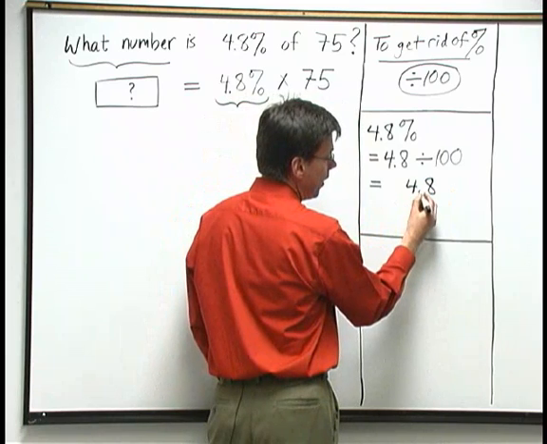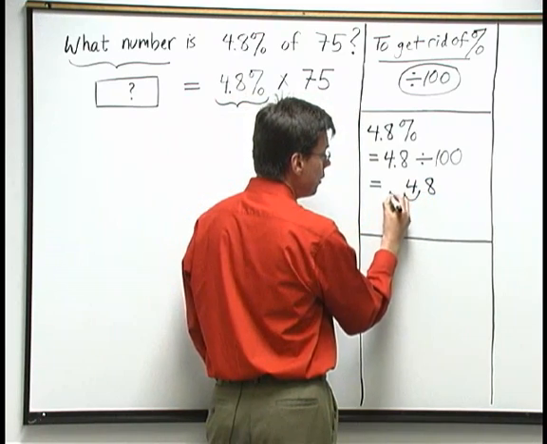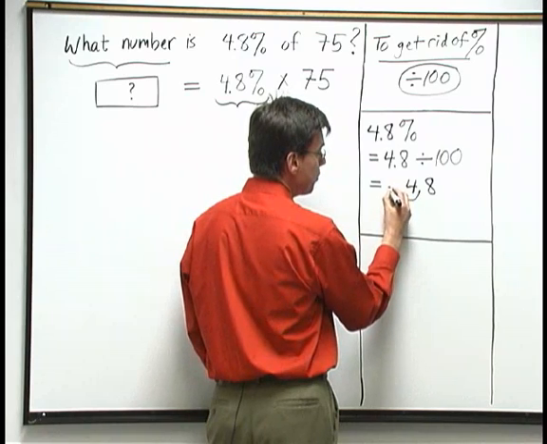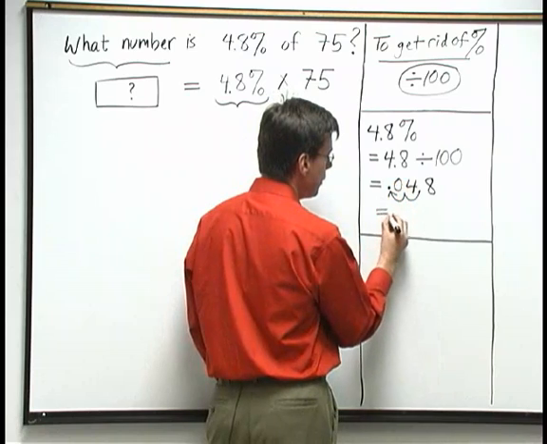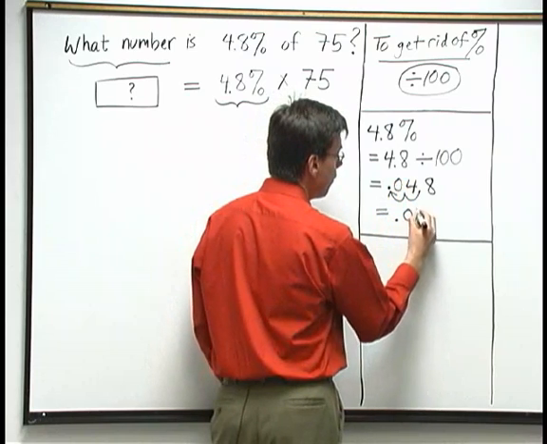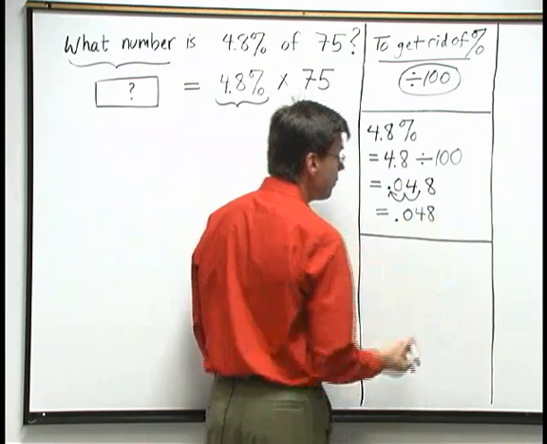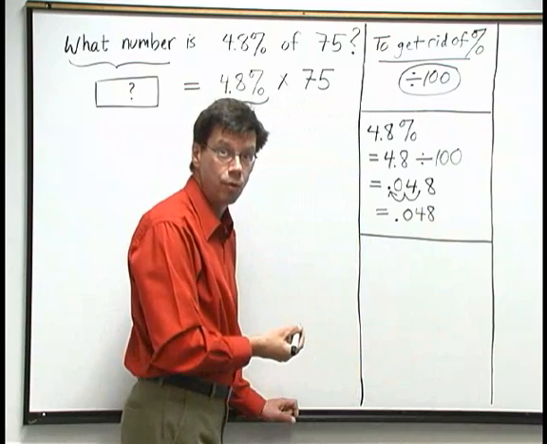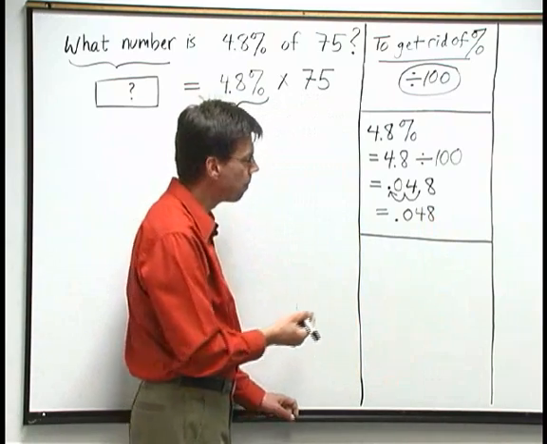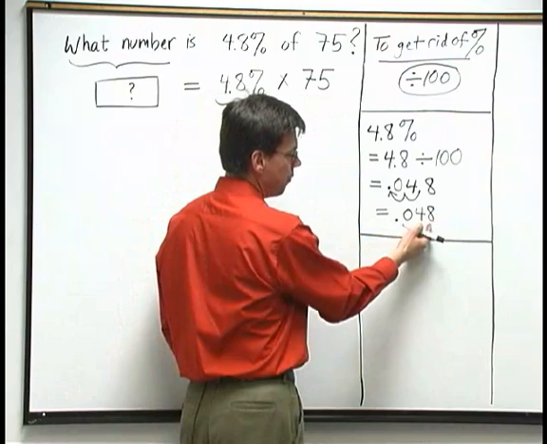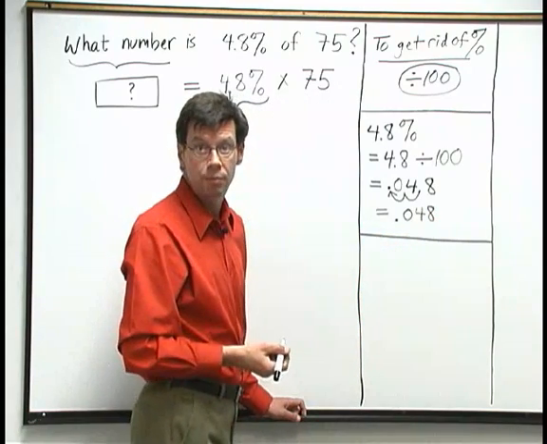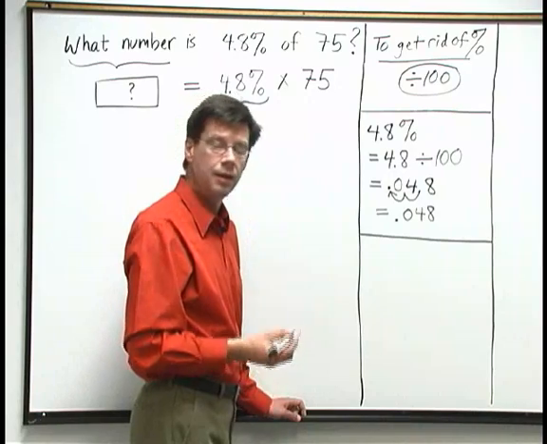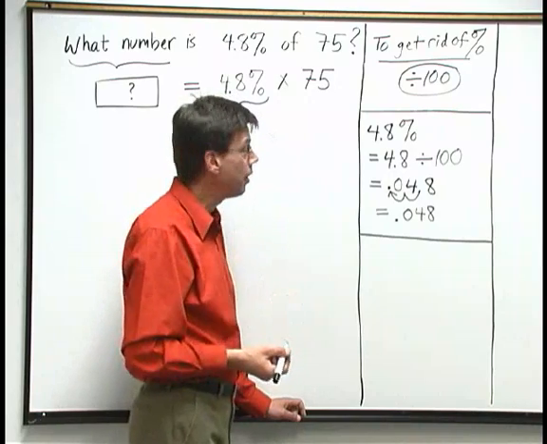4.8, if I move the decimal point 2 places to the left, 1, 2, it becomes 0.048. 0.048 is what I get when I divide 4.8 by 100. 0.048 is a decimal that is equal to 4.8%. Now there's another way you can divide by 100.